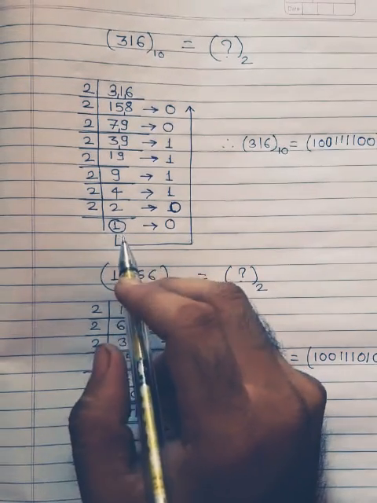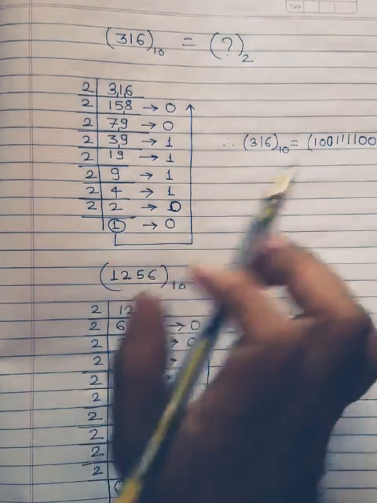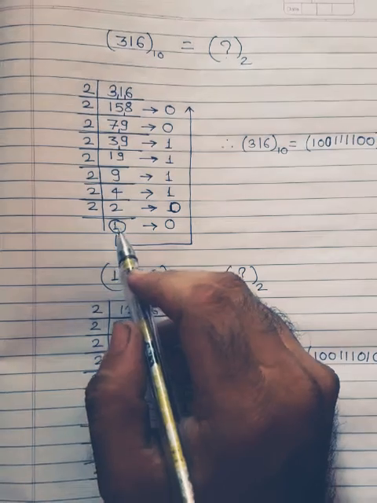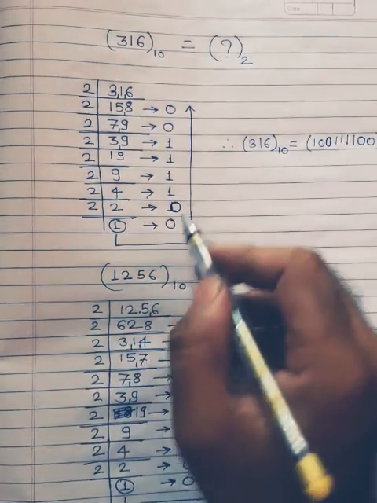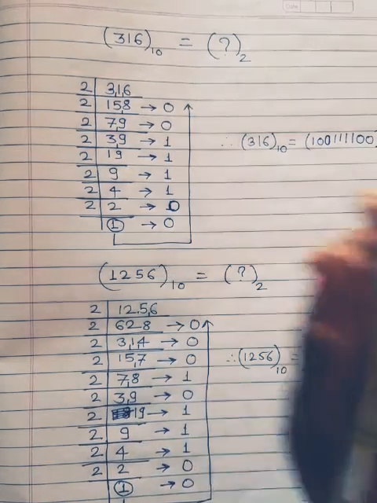Now students, remember this, when 1 comes at the bottom, you have to stop the procedure. So I am stopping the procedure here. Count the remainders from bottom to top. So 1 0 0 1 1 1 1 0 0.